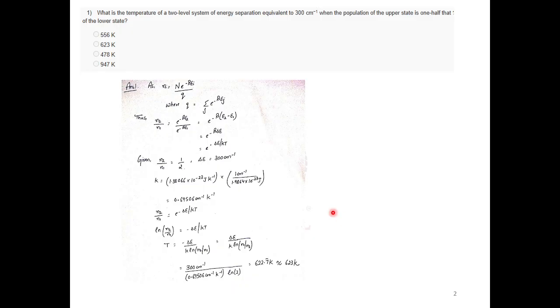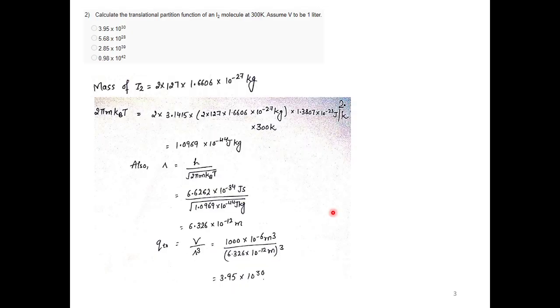Now going to the next question, where we need to calculate the translational partition function of an iodine molecule at 300 Kelvin. Assume the volume to be 1 liter. Okay, so you need to calculate the translational partition function here.